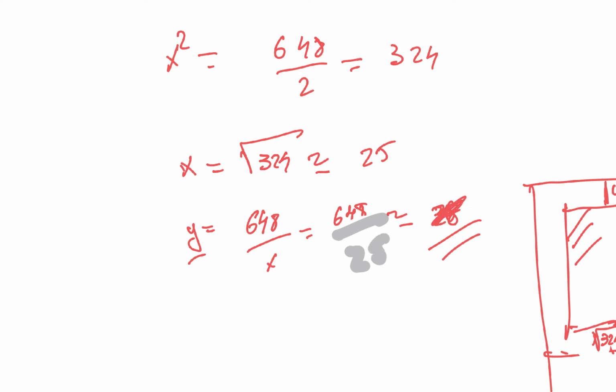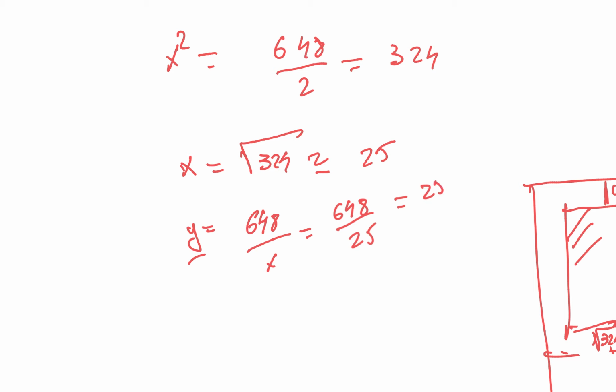648 divided by 25 is equal to 25.92. And the square root of 324 is 18. Sorry, my calculator. This is 18.